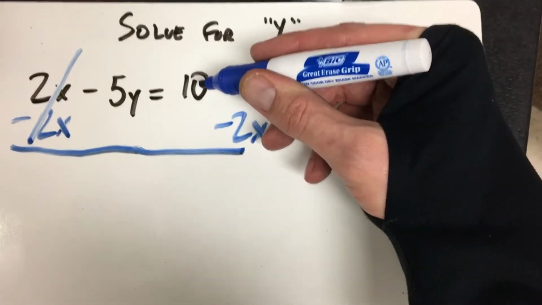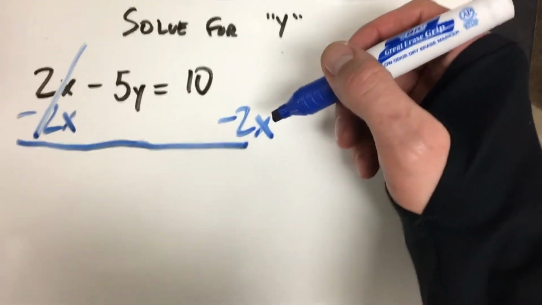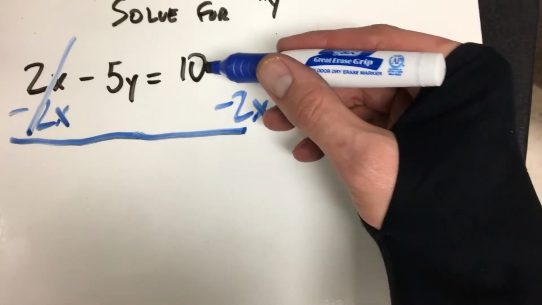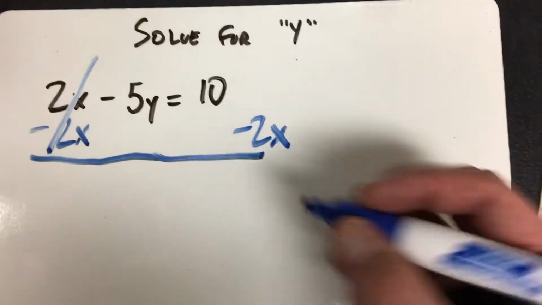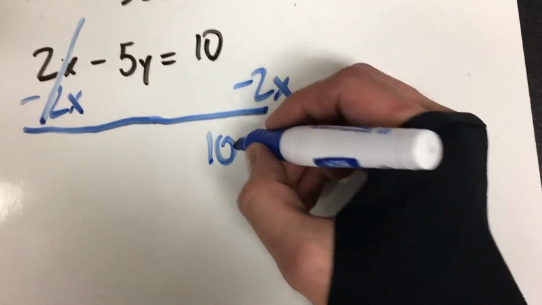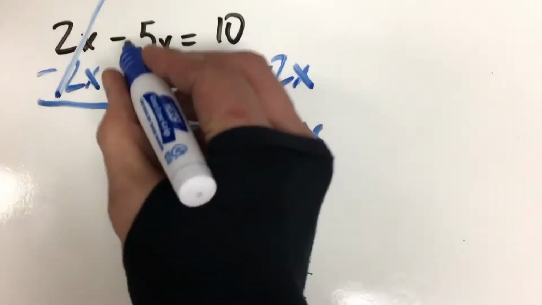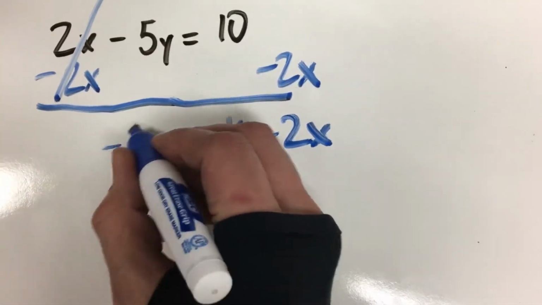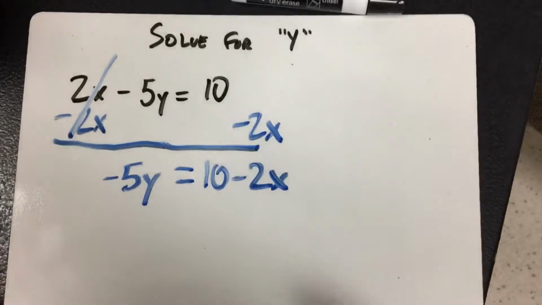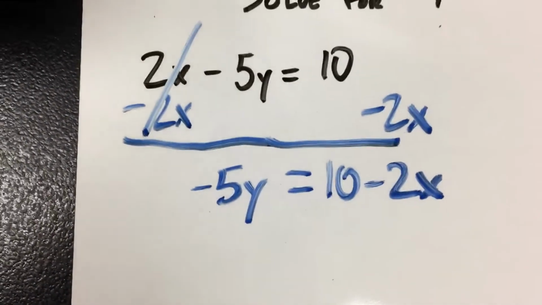Over here, this is a regular number 10. And this has an x on it. You cannot subtract those. The only way we could subtract them is if this was like a 10x and this was a 2x. So since we can't subtract them, I'm just going to copy them down. I'm going to put the equal sign back in there. And then this minus 5y is still there. Okay, so step 1, I'm going to clear out the x. I'm going to get the x on the other side.